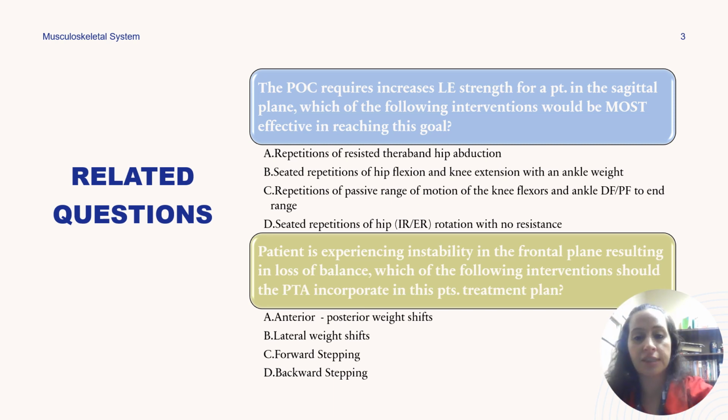So I'll give you a few seconds to read the options, which are A, repetitions of resisted TheraBand hip abduction, B, seated repetitions of hip flexion and knee extension with an ankle weight, C, repetitions of passive range of motion of the knee flexors and ankle dorsiflexors and plantar flexors to the end range, and D, seated repetitions of hip internal and external rotation with no resistance. I'll give you a few seconds to think about it, to weigh out your options.